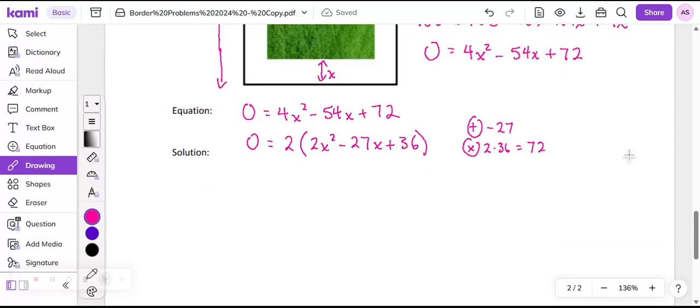I'll set up my Australian method factoring here. So we have that 2, and then we're factoring that trinomial, 2x all over 2, a minus and minus. And then this is actually going to be an example of why the Australian method is so good, in my opinion.